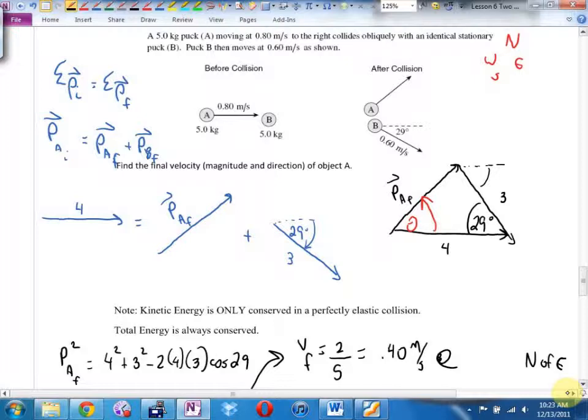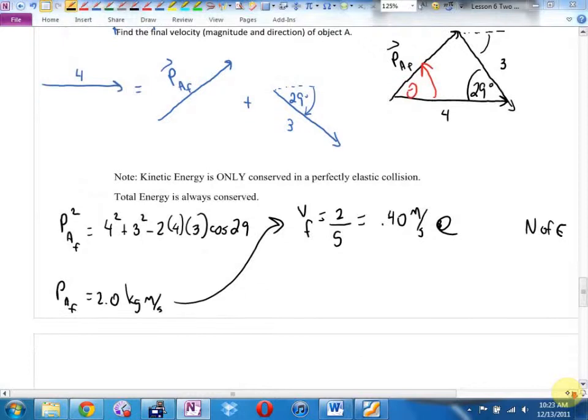How can I find theta? SOH CAH TOA? Yeah, I don't think there's a right angle here. Sine law. So what's the sine law? I got room down here. The sine of my mystery angle divided by what's across from it equals the sine of the angle that I know divided by what's across from it, which was 2.0. Not 0.40. I'm not using the velocity. I'm using the momentum because that's how long it is.